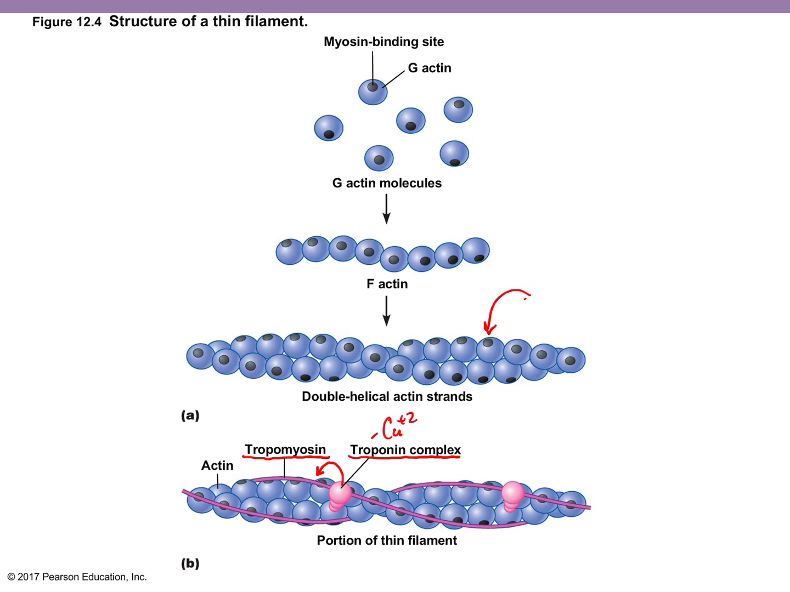Okay, so that's basically in number 2 in your outline, where we have 2 regulatory proteins on top of actin, tropomyosin and troponin. So troponin, I just say that it has a calcium binding site, and it helps to expose that myosin binding site.